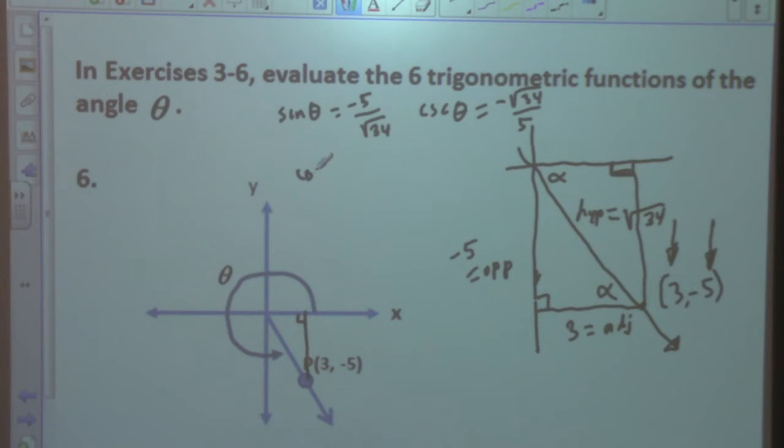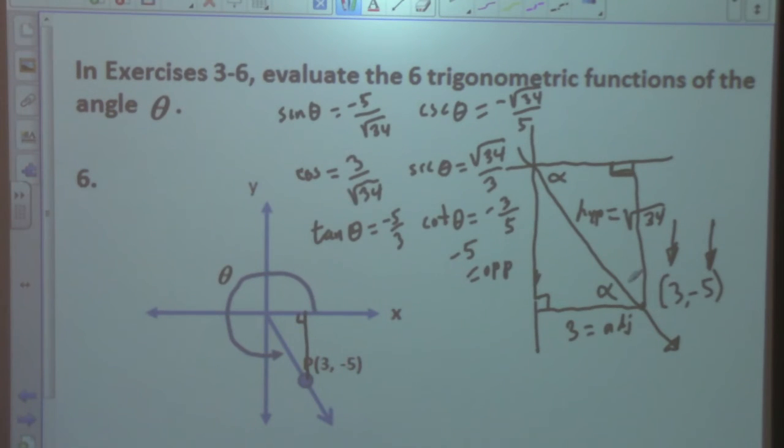Cosine is 3 over square root of 34, and secant theta is square root of 34 over 3. And then tangent theta is -5 over 3. And then cotangent theta is, do you want to put -3 over 5, or just put 3 over -5? Let's see if that's right, because your opposite is your -5. That's right.